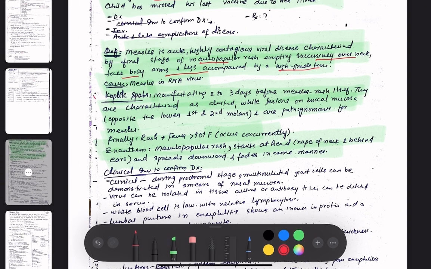So you should remember that Koplik spots appear in measles, which are white lesion-like spots on the buccal mucosa, and then the rash spreads from the nape of the neck and behind the ears. So this marks that this is a viral disease, measles, and it is accompanied with a high grade fever.